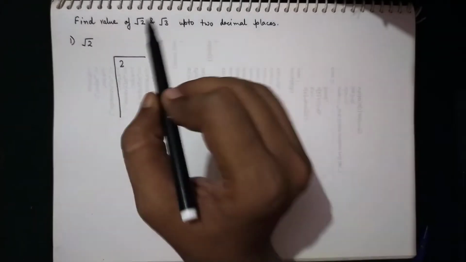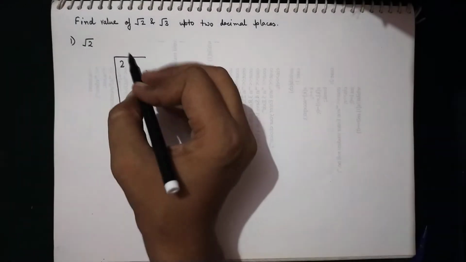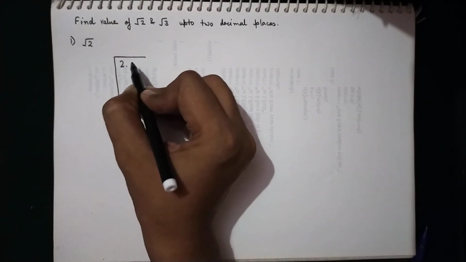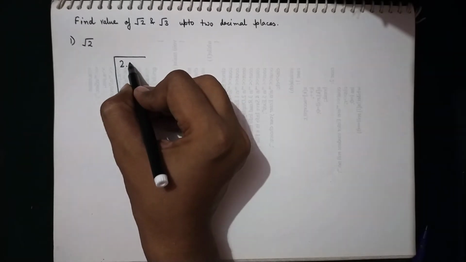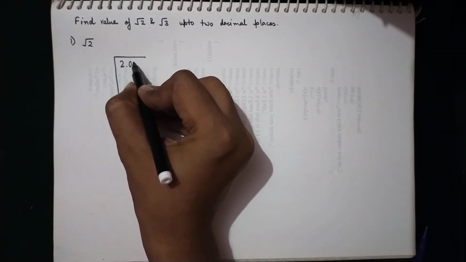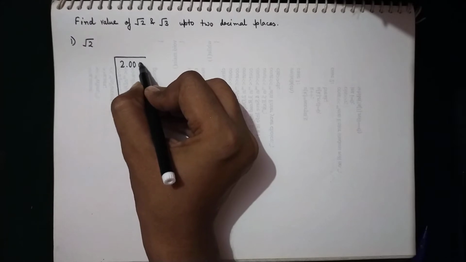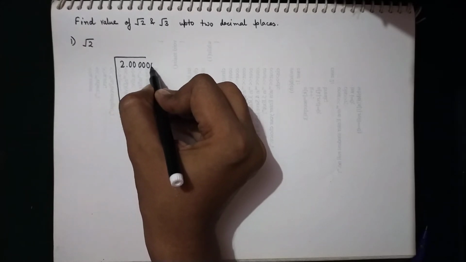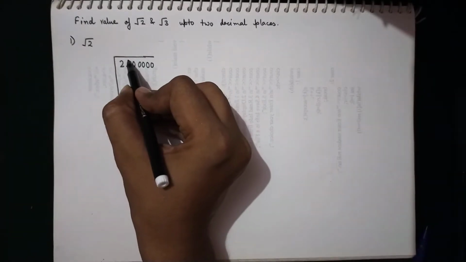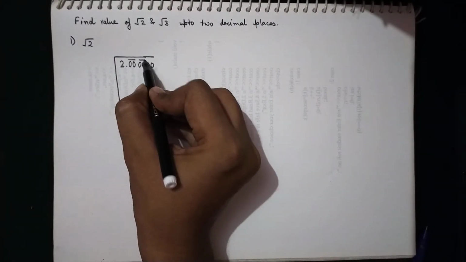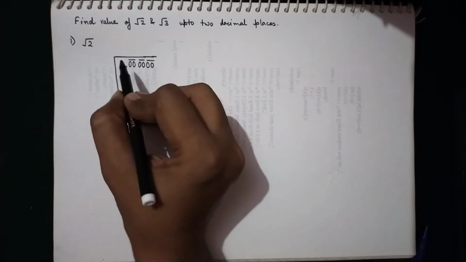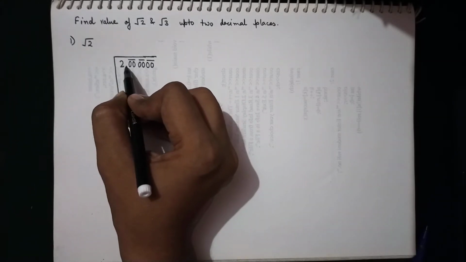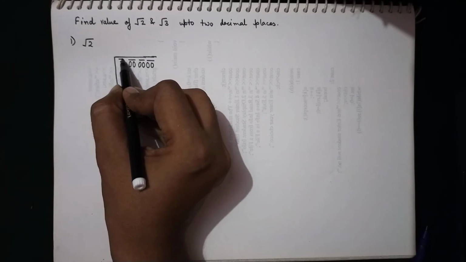For that, we are going to find the value to at least 3 decimal places, and then we are going to round off. To get 3 decimal places, we are going to place 3 pairs. 3 pairs means 6 zeros. Then make the pairings, after the decimal from the left side and before the decimal from the right.